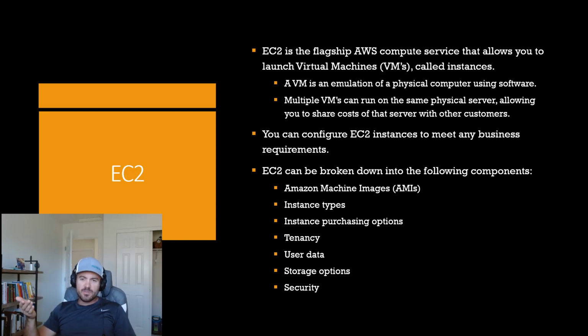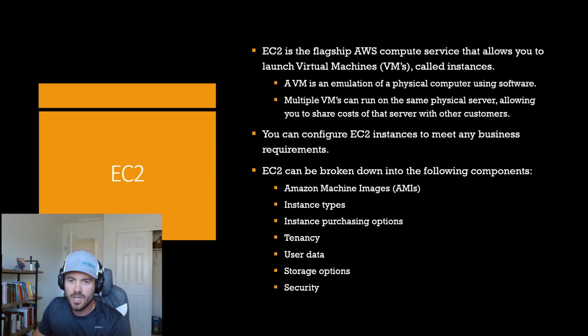And you can have multiple VMs that run on the same physical server, allowing you to share the costs of that server with other customers. Okay, that's really where AWS makes their money, is emulating all these VMs on all their servers around the world, and you just pay to use it as you need it. All right. So from this point on, just to avoid any confusion, we're going to refer to these as instances because that's what AWS refers to them as within EC2, so that's what we're going to call them.